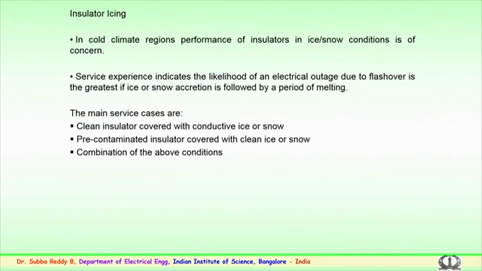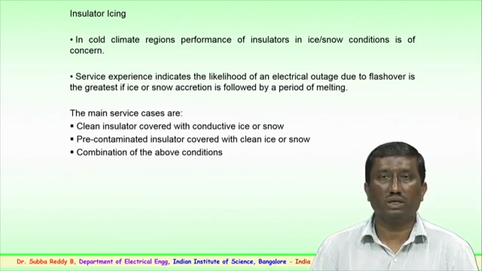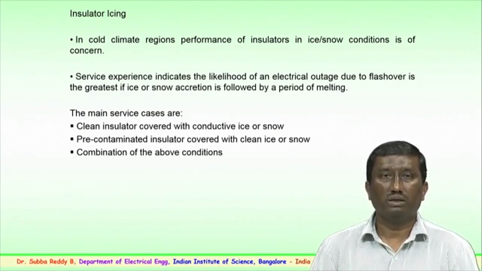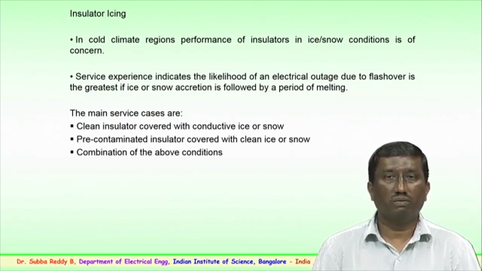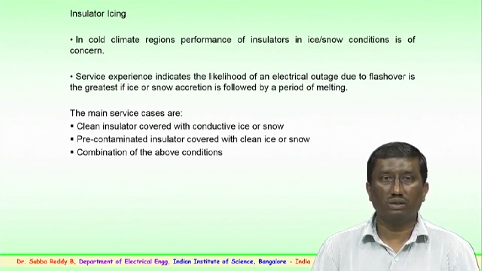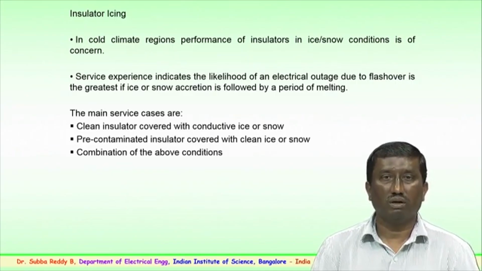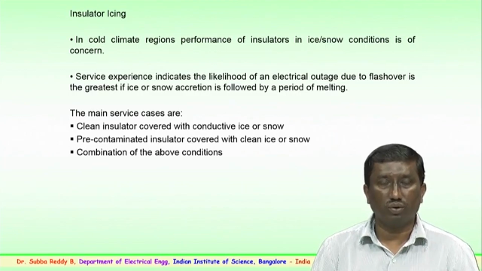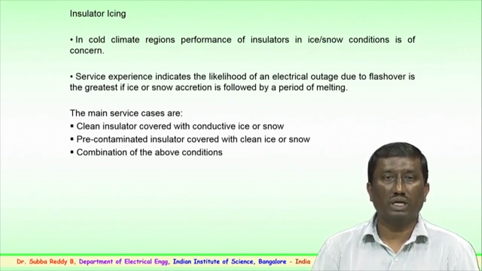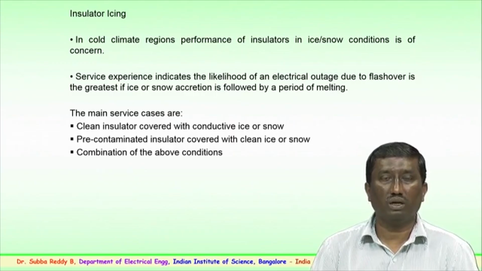So, in cold climatic regions, the performance of insulators, particularly under ice or snow conditions, is of serious concern. In cold countries we have seen that ice accumulation on the insulator surface makes the insulator wet and the surface gets conductive. Once the surface becomes conductive, the discharge activity progresses from the high voltage end towards the ground end, and depending upon the surface conditions there could be a flashover and an outage.